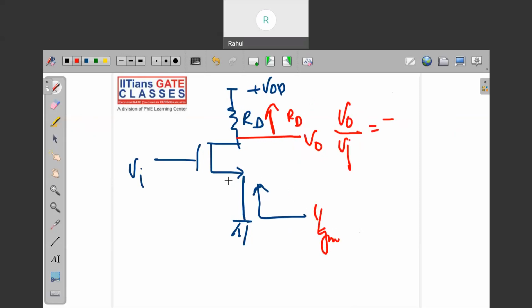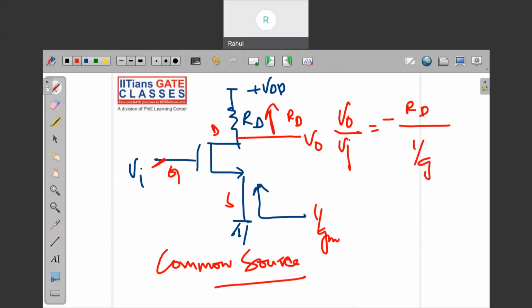and there will be a 180-degree phase shift because you are applying at the gate and taking the output at the drain. The source is common here, so this is common source. So RD upon 1 by gm. Here the source resistance is not present.